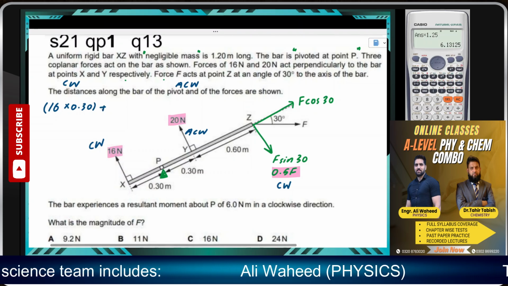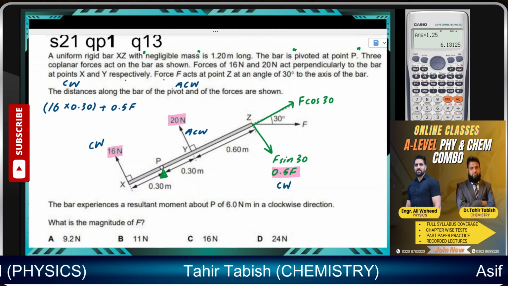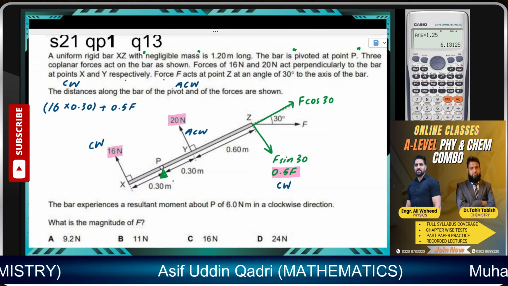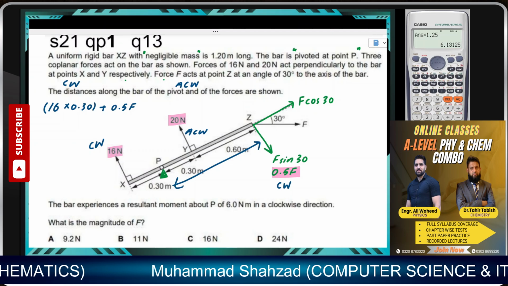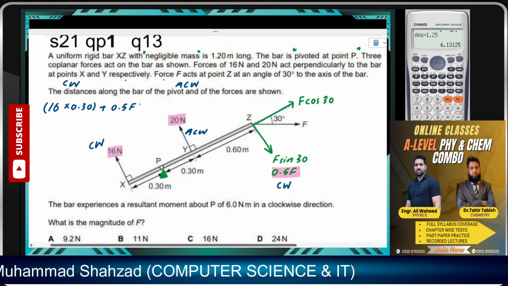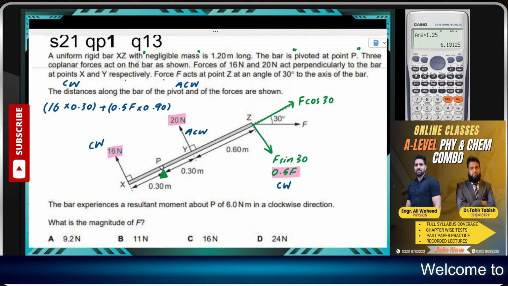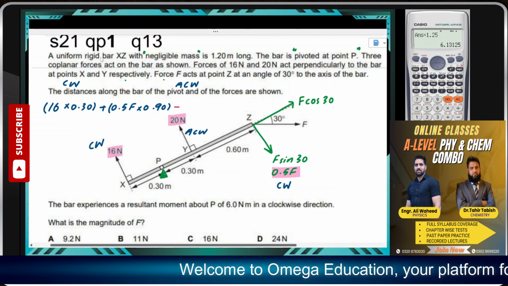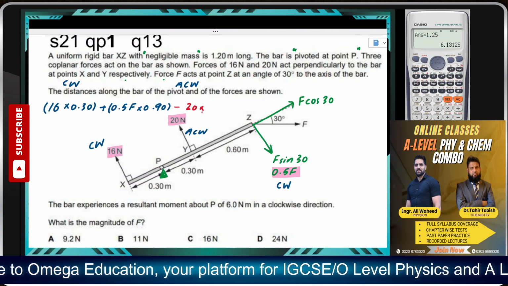Plus the second clockwise is 0.5 F times the perpendicular distance of that force from the pivot, which would be this much. How much is that? 0.6 plus 0.3, which is 0.90. So this is the sum of clockwise, and we subtract the anti-clockwise moment from this one, and the anti-clockwise would be 20 times 0.30.